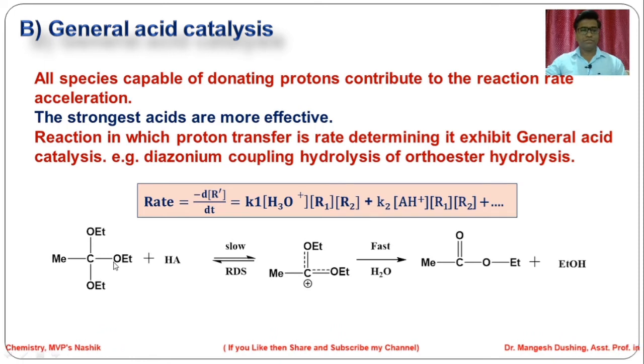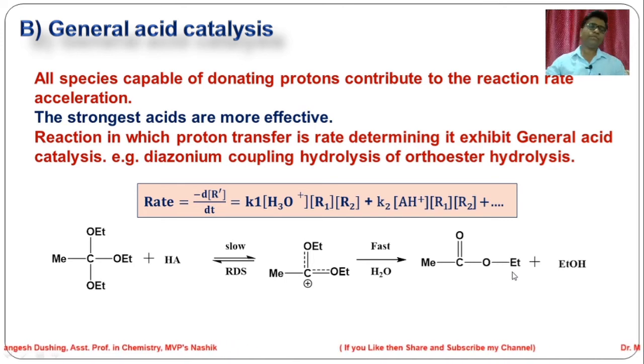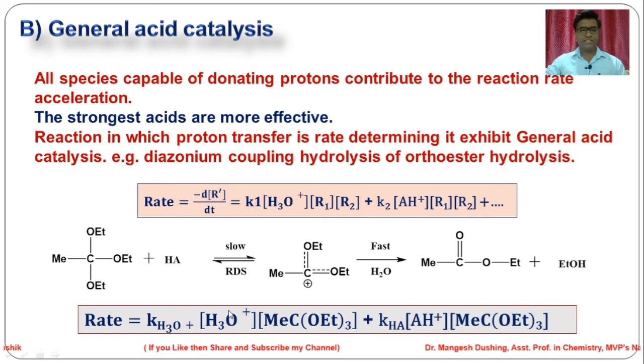hydrolysis of this compound in the presence of acid. The first step is protonation and then elimination to form a carbocation. After formation of this carbocation, the reaction will be very fast and it will quickly get hydrolyzed to the ester. So the rate of this reaction depends upon the concentration of H3O plus as well as the concentration of HA, that is acid. So, protonated solvent plus acid.